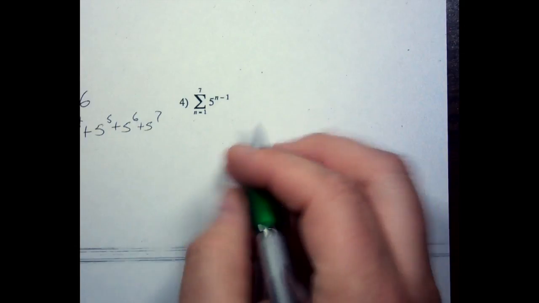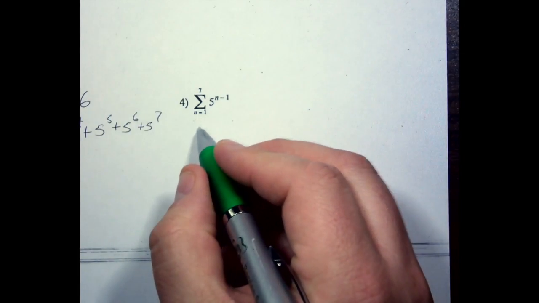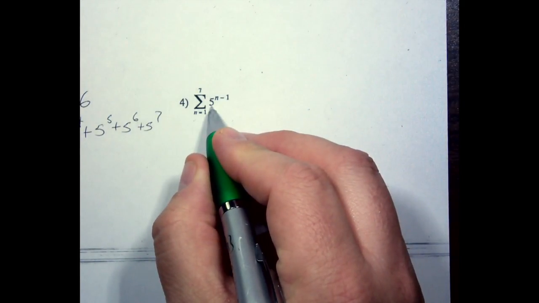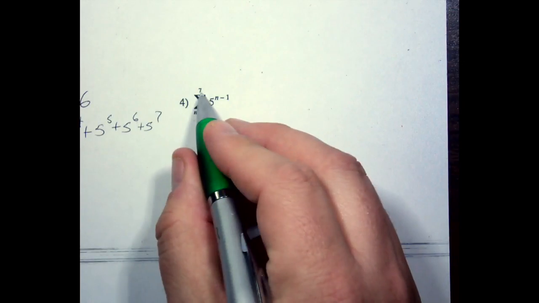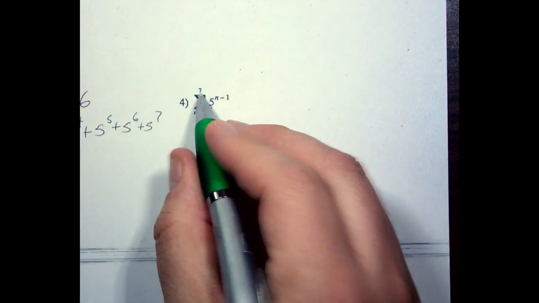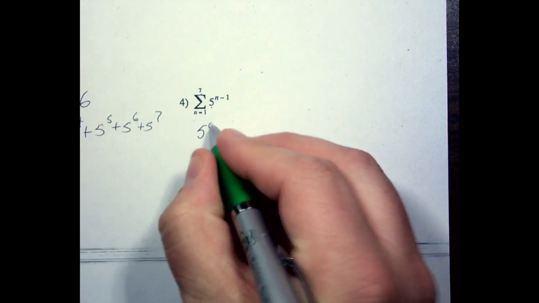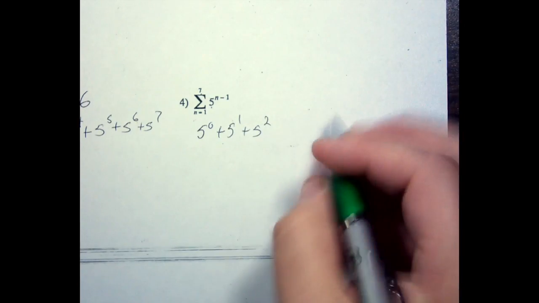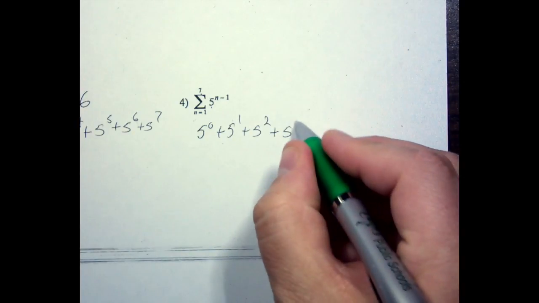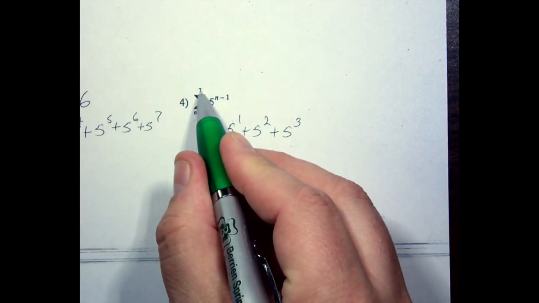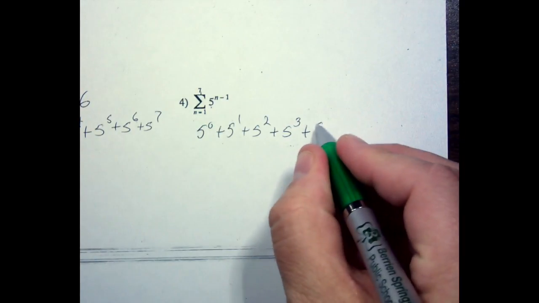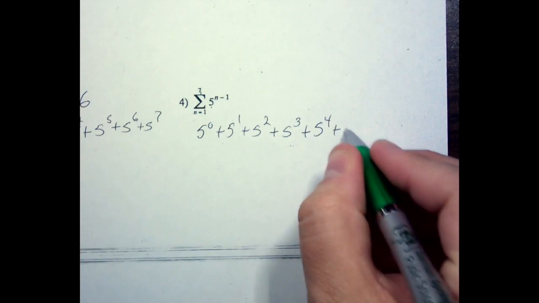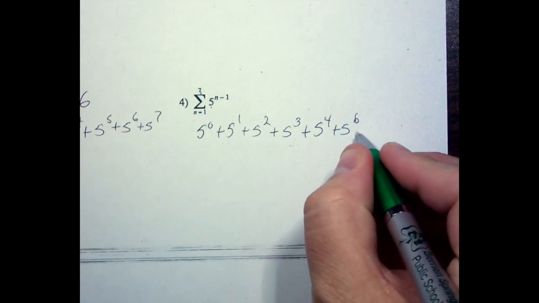Problem number 4, again, what we're going to do is pretty much the same problem, right? Except we're going to 7 instead of 8. So this one's going to be 5 to the 0 plus 5 to the 1 plus 5 to the 2, all the way up to what number? 1 less than 7, right? Then we're done.